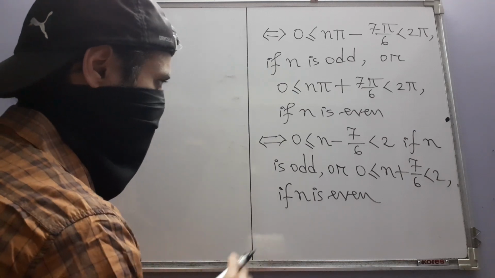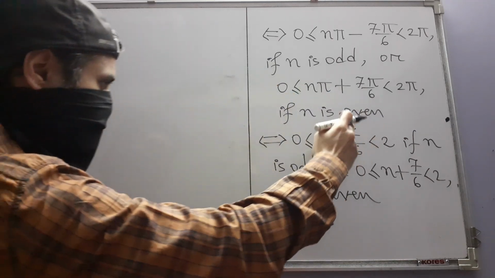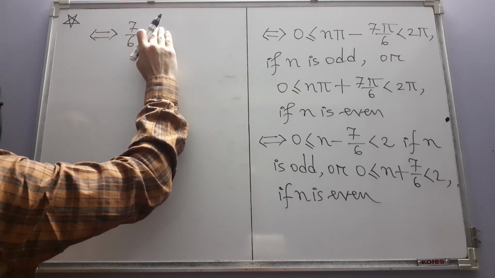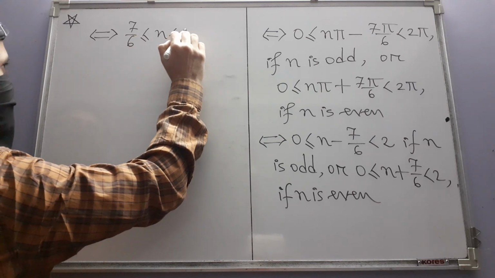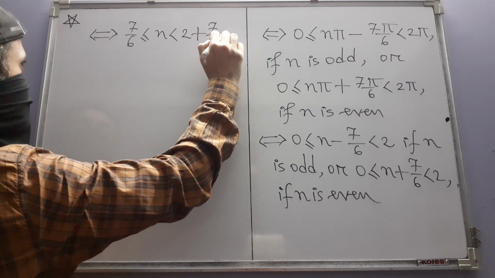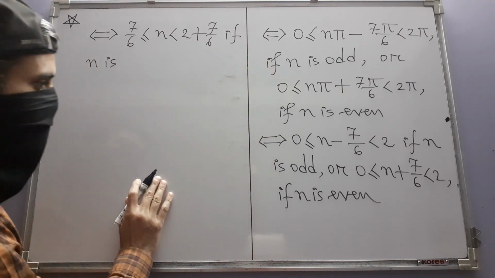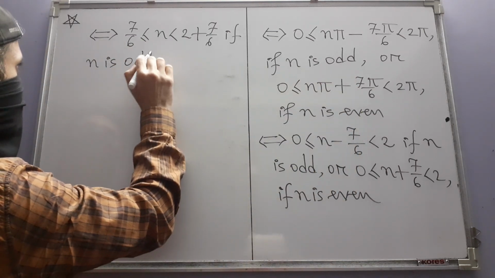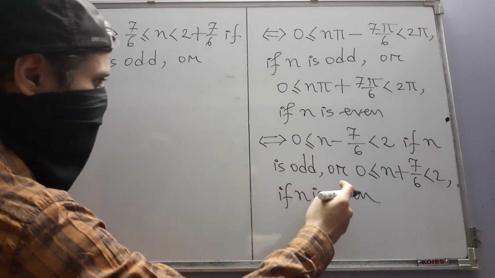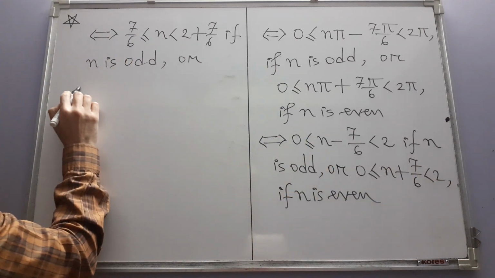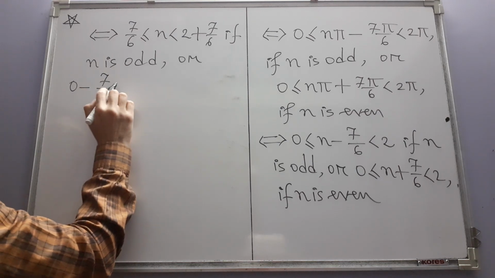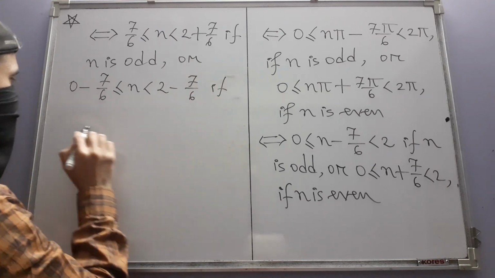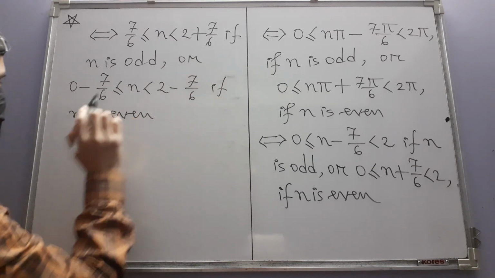Okay, so for the first set of inequalities, we add 7 over 6 throughout. n is less than 2 plus 7 over 6 if n is, I hope I have not switched the order, odd first then even, or here you have to subtract 7 over 6 if n is even.